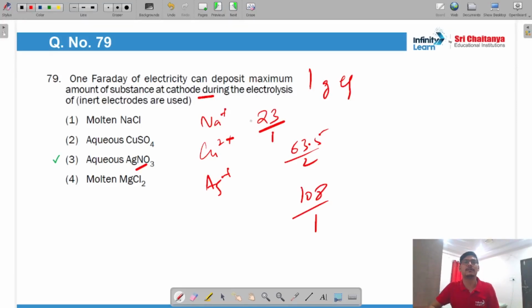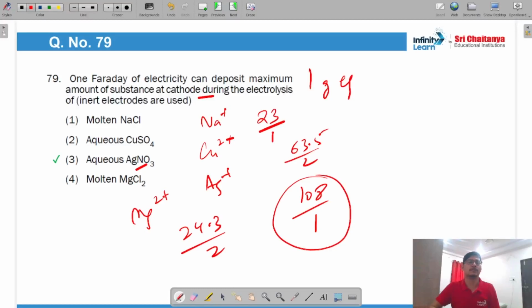Guys, I am calculating the gram equivalent weight, okay? How do we calculate the gram equivalent weight? Molar mass divided by n factor. Molten MgCl2 is basically Mg2 plus, so 24.3 divided by 2. So of course, it's maximum for what? Silver. That is the correct answer.